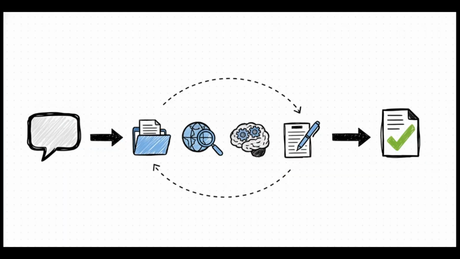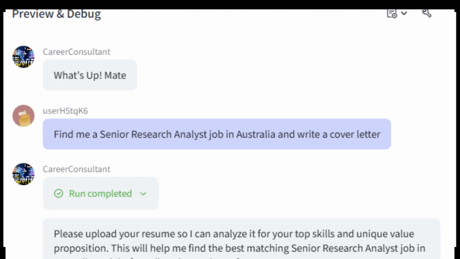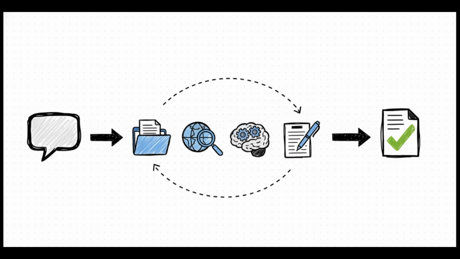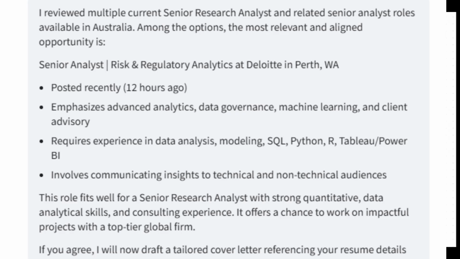The final phase, of course, is testing, and this is where the magic happens. In the debug panel, you give it a real-world prompt, like, find me a senior product manager job in Seattle and write a cover letter. And then you can literally watch its brain work in real time. You'll see it access the resume from its memory. You'll see it call the search tool. You'll see it analyze the results. And then you'll see it draft the letter. This feedback loop is where you'll do all your fine-tuning.